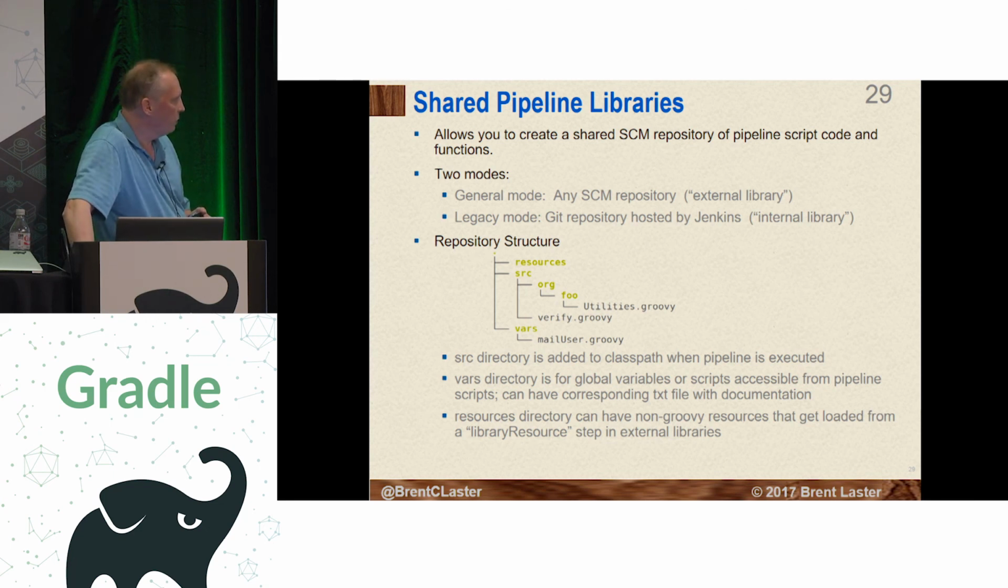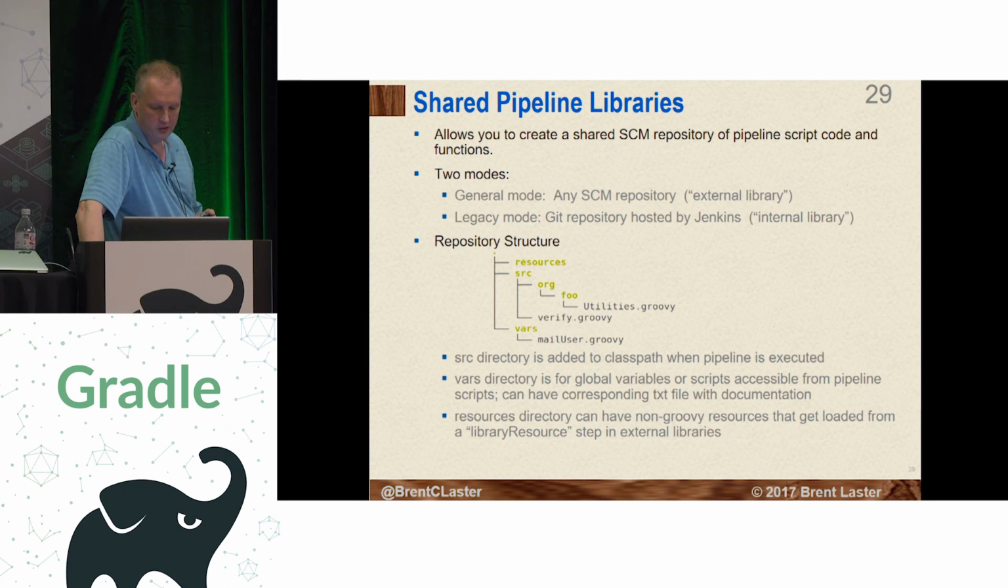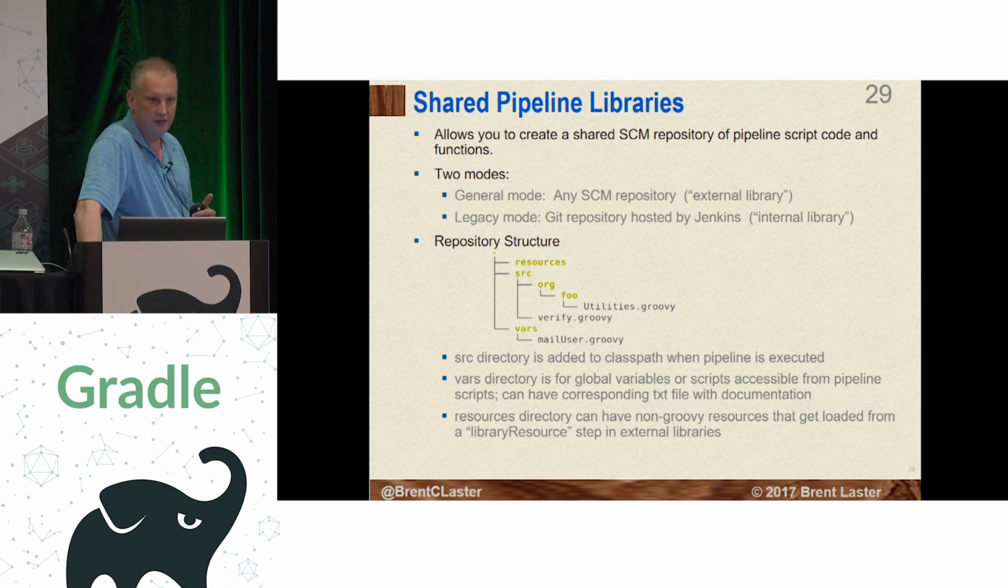The repository structure, this is the file structure organization for a shared repository. There's mainly three directories. There's a resources area. This is designed to have extra data files or things you may need to access, such as JSON data files, that kind of thing. There's a source area, which gives you a structure similar to a Java source project. This gets added into your class path if you have stuff in it. Then there's the vars area. Vars is a little bit misnamed in my opinion. They say it's for global variables, but a function can be a global variable as well.